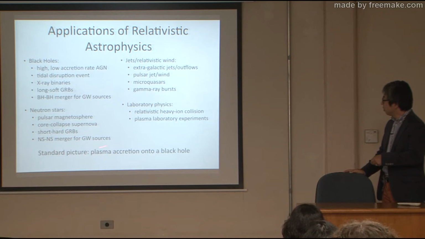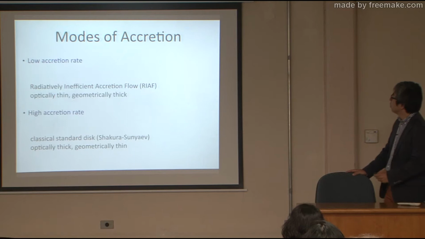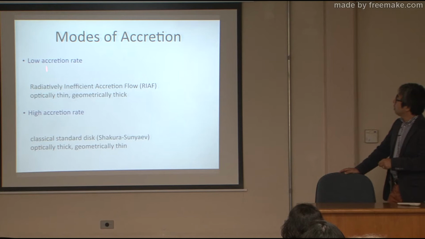So the standard picture is here. The plasma is accreting onto some compact star, and I'll just say a black hole here. This is the most common picture used in this relativistic astrophysics work. First, let me talk about the mode of accretion. We have two different accretion rates, simply the low accretion rate or the high accretion rate.